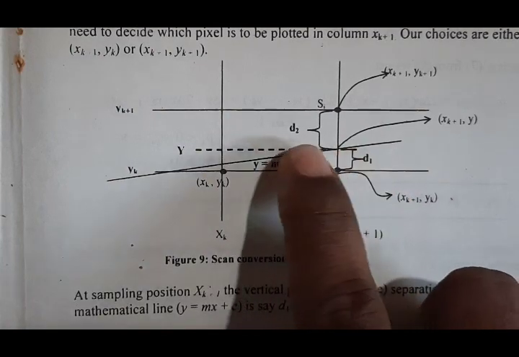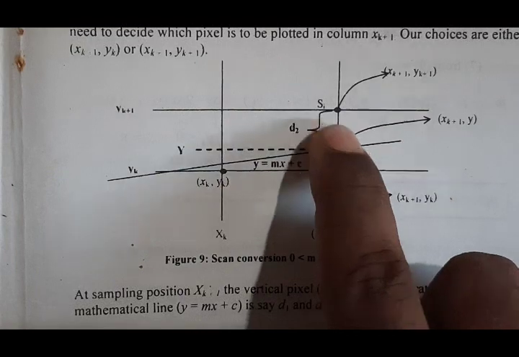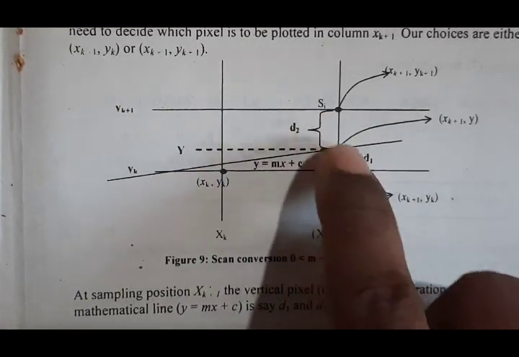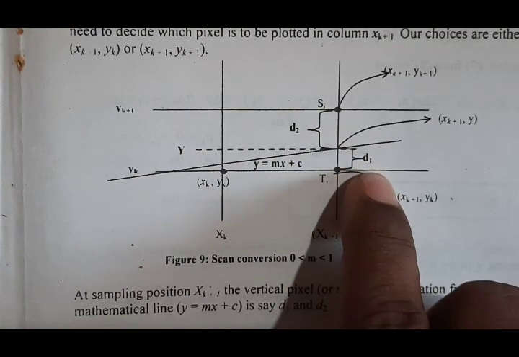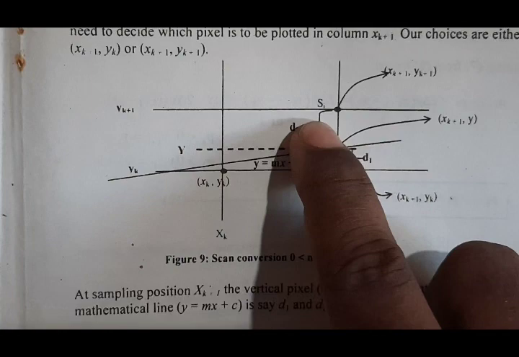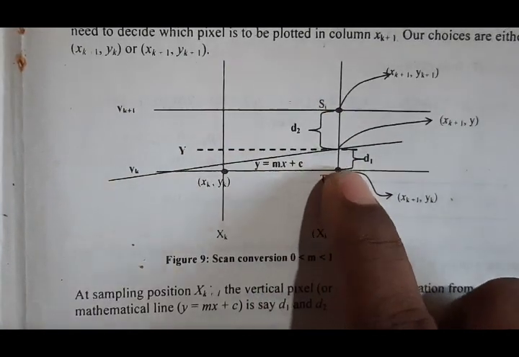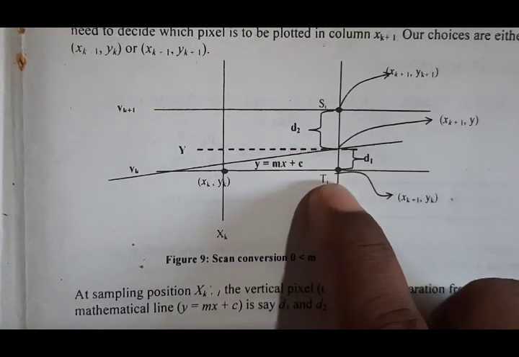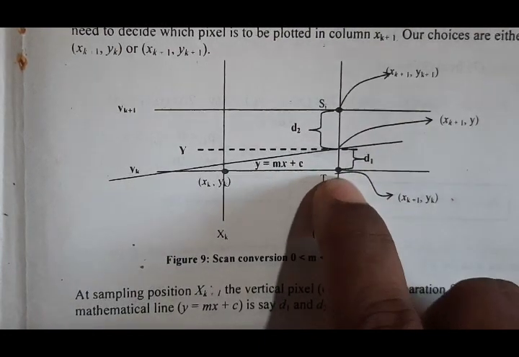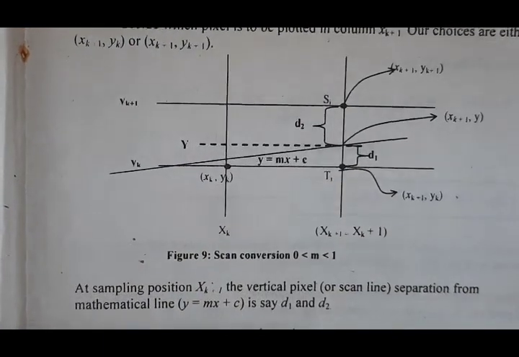Here the distance from this line to this pixel is d1, and from this line to this pixel is d2. So which is less? d1 is less here, so you have to consider this pixel. If this distance is less, you have to consider this pixel. Which distance is less from the line to the pixel, that pixel you have to consider, by using the decision parameter.